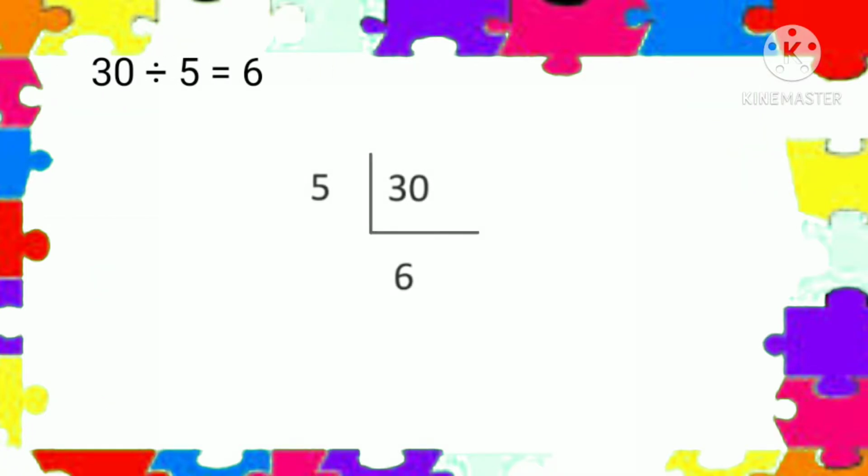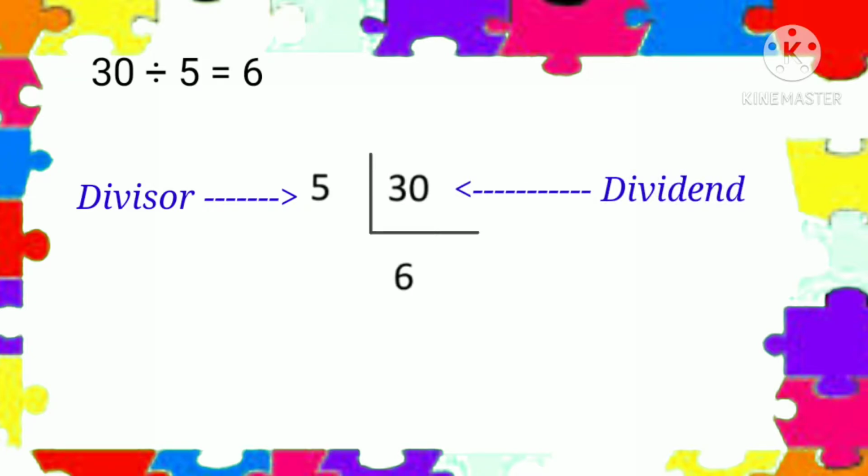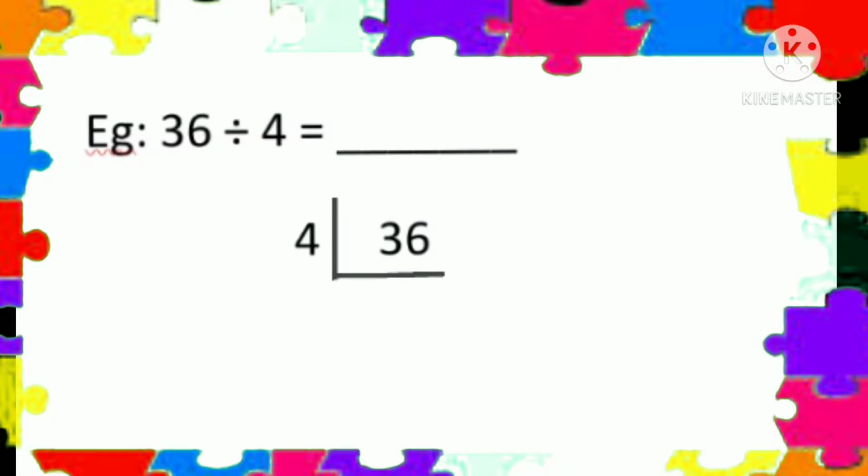We have 30 divided by 5. 5 is called the divisor, 30 is called the dividend, and 6 is the quotient. For example, 36 divided by 4. Here, 4 nines are 36, so the quotient is 9.